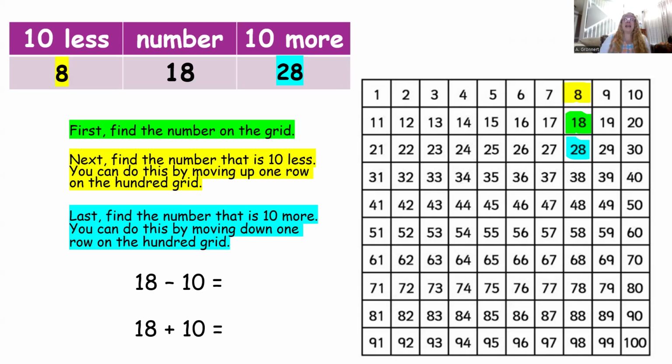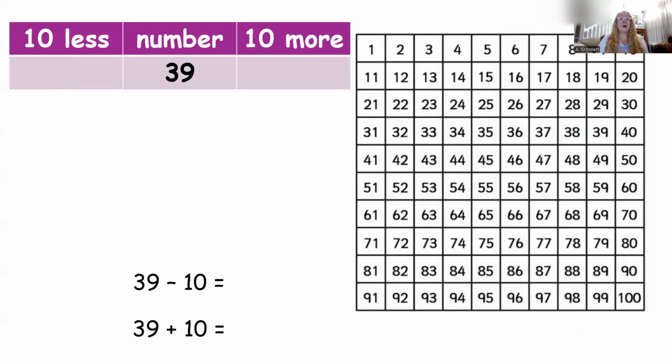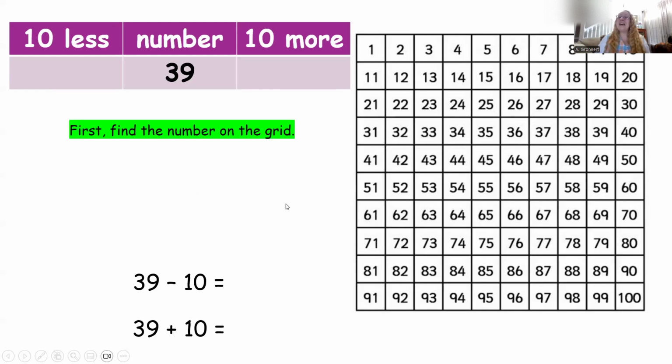Now we know that 18 minus 10 equals 8, and 18 plus 10 equals 28. Super. Let's do another one. Okay, this time our number is, you got it, 39. Let's find that number on the number grid. Do you see it? Circle it or color it in.